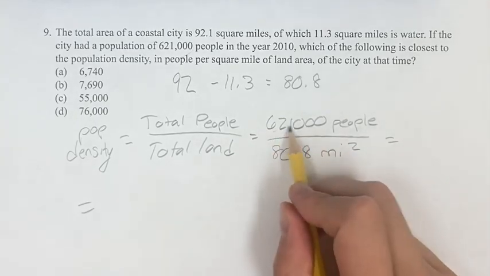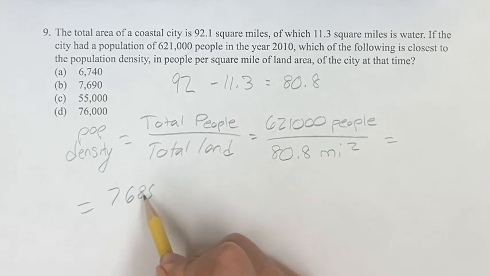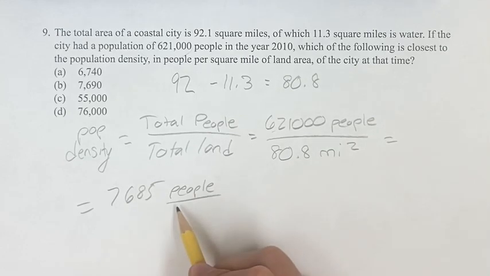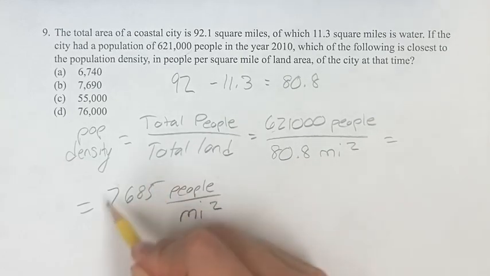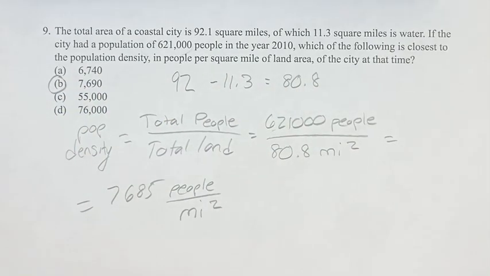If you divide 621,000 by 80.8, you get 7,685, roughly, people per square mile. This is your population density, which is very close to B, which is going to be your final answer.